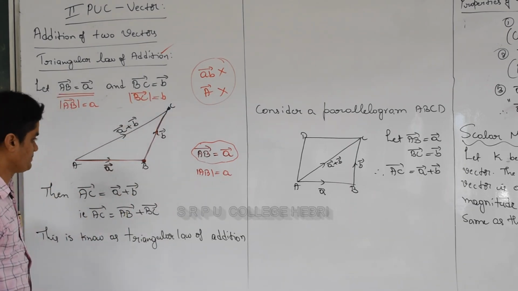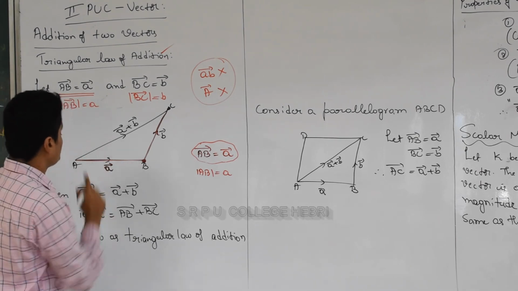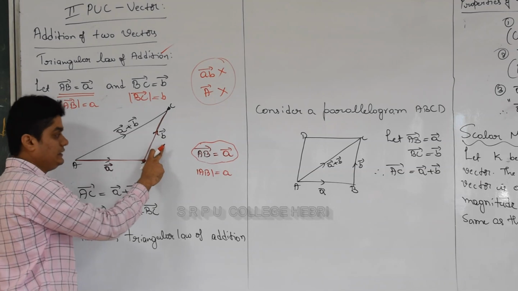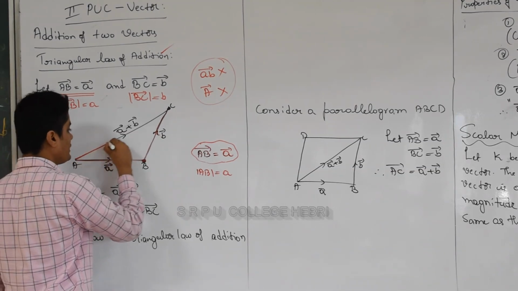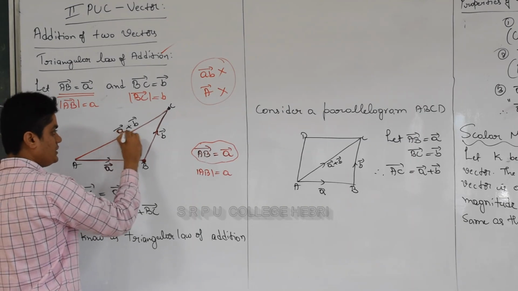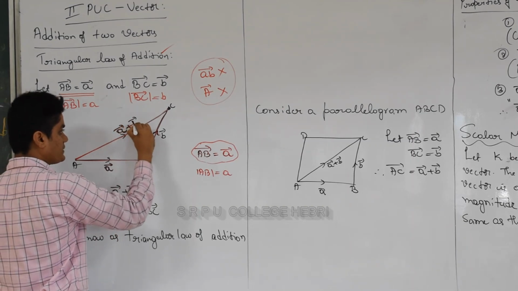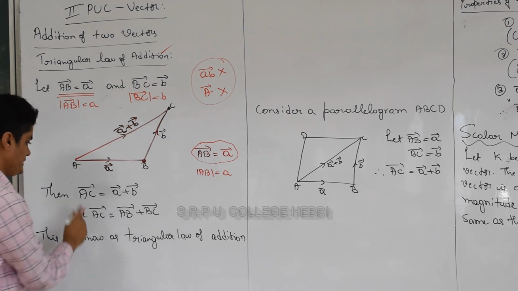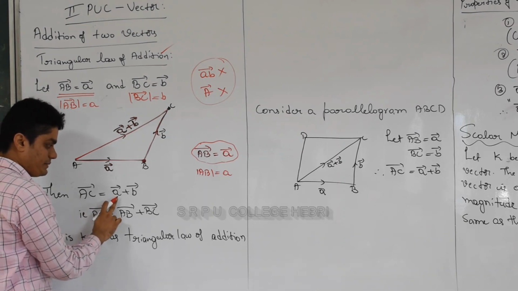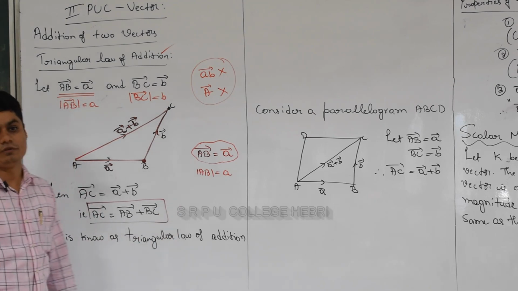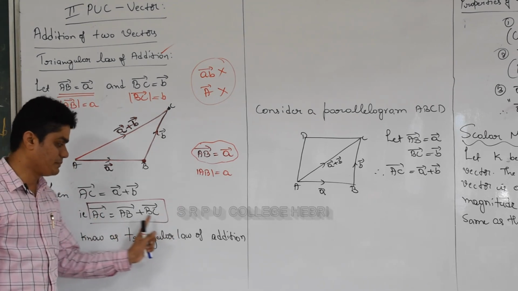Remember this correctly. This law says that if these two vectors represent two sides of a triangle, the third side, the largest side, always represents the sum of the two vectors. So this side represents the sum of the two vectors, that is vector AC represents vector a plus vector b, and this expression is called the triangular law of addition. Vector AC is equal to vector AB plus vector BC.